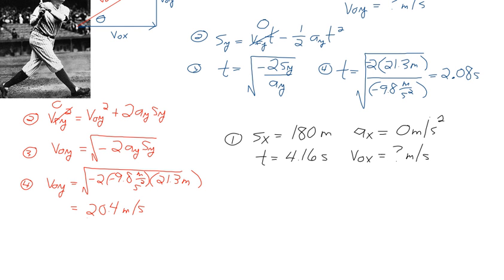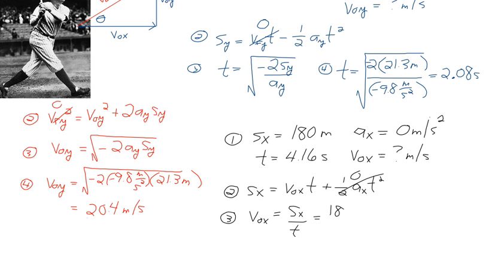So if those are my facts, my equation is going to be SX equals VOXT plus 1/2 AX T squared. And what's great about this is AX is 0, so 1/2 AX T squared is 0. And if I solve for VOX, so step 3, I'm going to get VOX equals SX divided by T. And so my SX is 180 meters, and my T is 4.16 seconds.